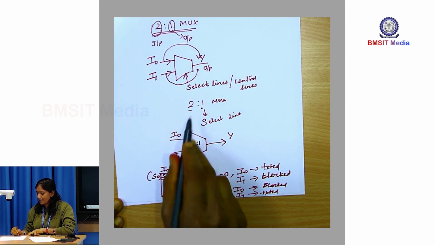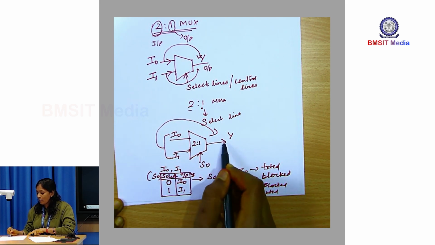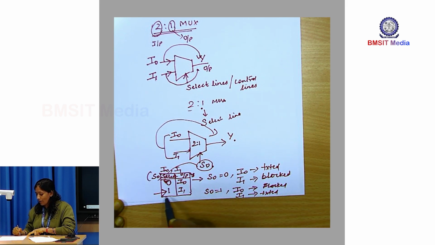It tells that there are two inputs. From these two inputs, at a time only one is selected as output based on this select line. Whenever S0 is 0, transmit the information I0 and block the information I1. Whenever S0 is equal to 1, transmit the data I1 and block the information I0. So, this is the truth table for this 2:1 mux.